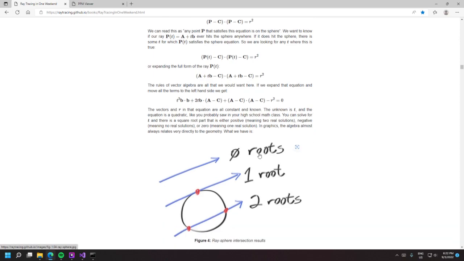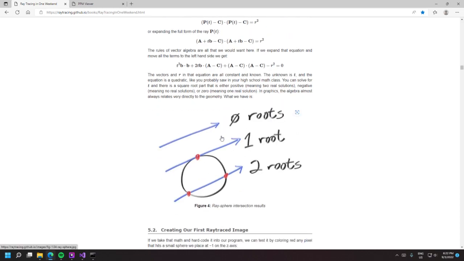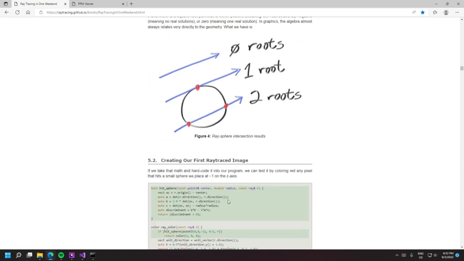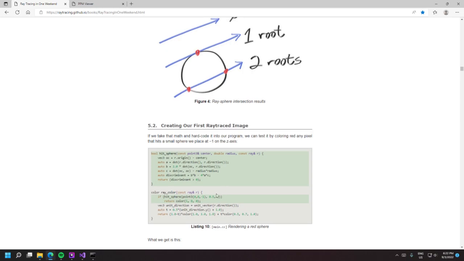Now you can solve for t, and it's either positive, negative, or 0. If it's 0, then it doesn't have a solution. If it's 1, then it only has one intersection. If it's 2, then it has two intersections. That's nice. If we take that math and hard code it into our program, we can test it by coloring red any pixel that hits a small sphere. We place that at -1 on the z axis.